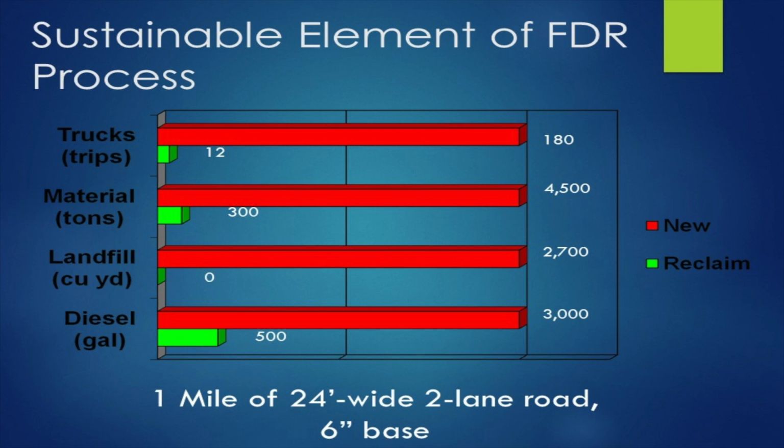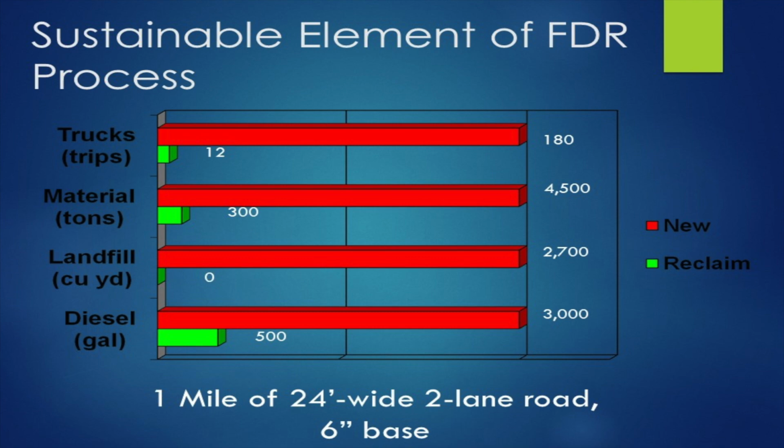Here you're looking at a 1 mile section of road, 24 feet wide, 2 lanes, 6 inches. 6 inches was removed, the 2 miles were done right beside each other. The reclamation side was done adjacent to the 1 mile section of a mill and fill of 6 inches. What they did is they compared all of that. Each project was overlaid with 2 inches of asphalt. So they removed the 6 inches, put 6 inches of material back, put 2 inches of asphalt on top of it. They did 6 inches of reclamation, put 2 inches of asphalt back on top of it.